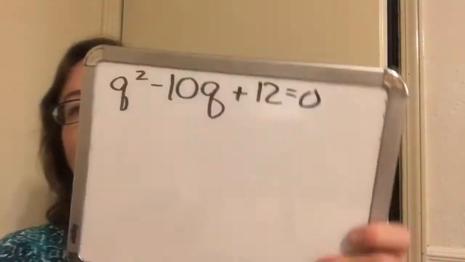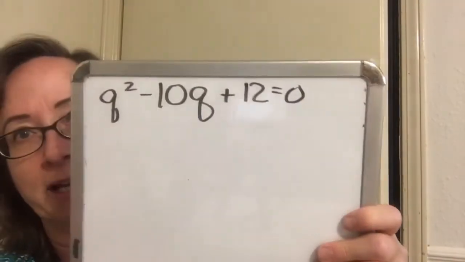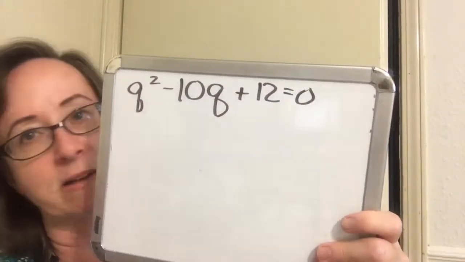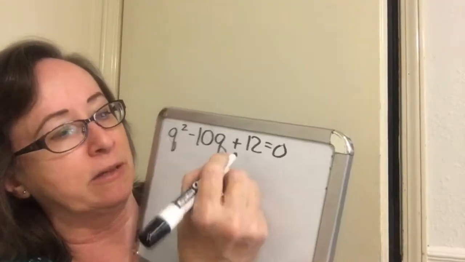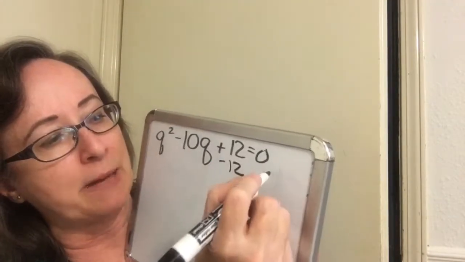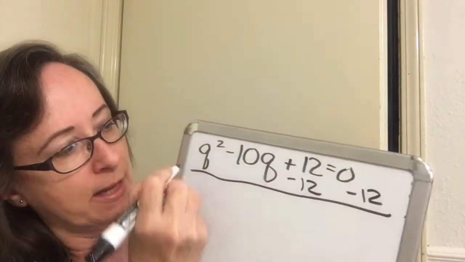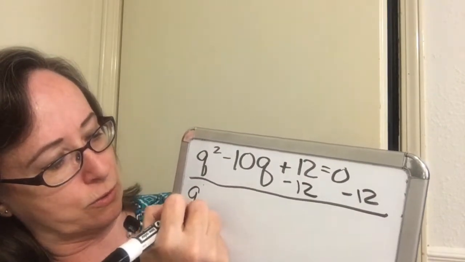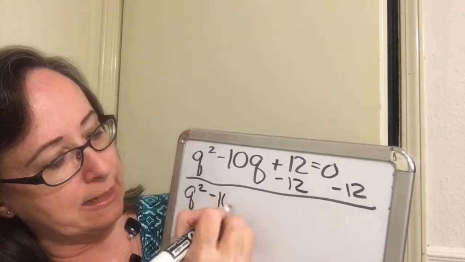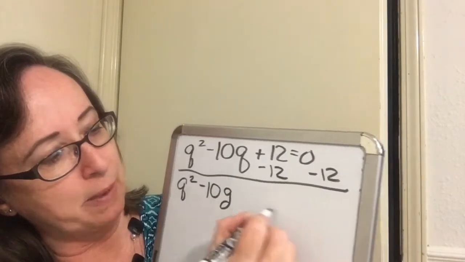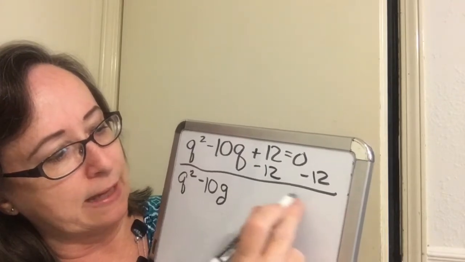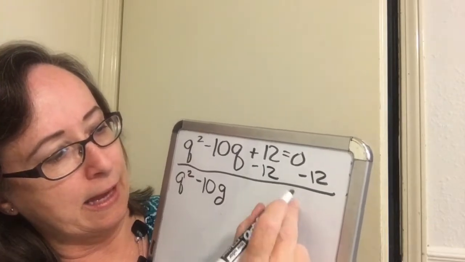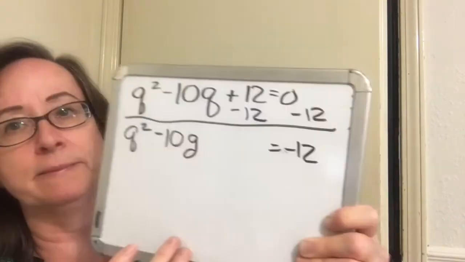Okay, so let's go on to the next one. All right, so now I have an equation. Everything's on the left, but it is not factorable. There's no way that you're going to factor that one. So I'm going to get the 12 on the other side by subtraction. So I get q squared minus 10q. I'm going to leave a blank because I'm going to try to complete that square. And I'm going to get a negative 12 on the right side.